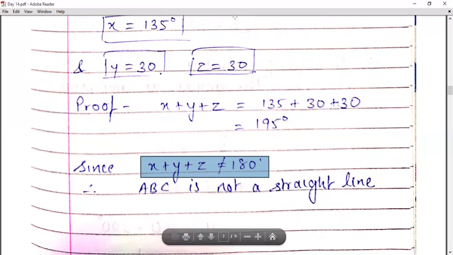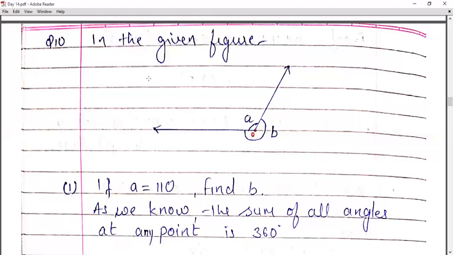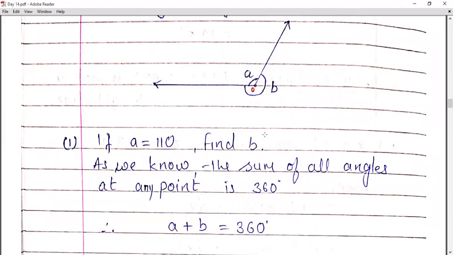Coming up to question number 10, in the given figure, we have been given some parts for this question. As you can see in this figure, I have named this vertex as O, and angle A and B are the two angles at O. As we know, at any point or at any vertex, the sum of all angles is equal to 360 degrees. Hence, in this question, we will be taking A plus B is equal to 360 degrees.